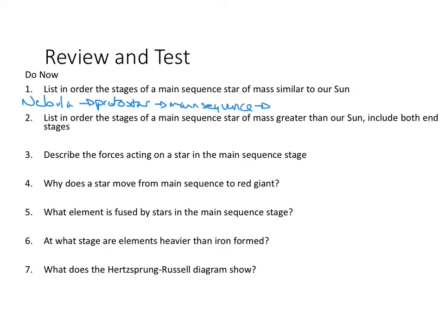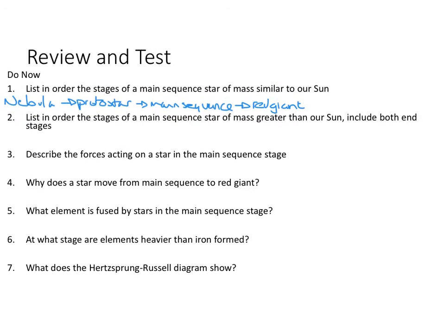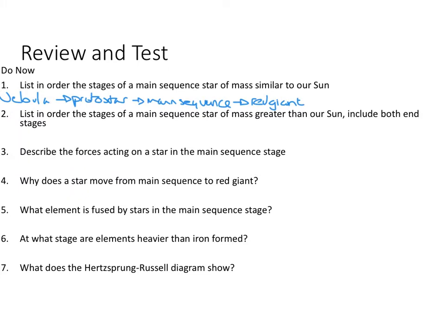Okay, when it's run out of hydrogen, that main sequence star is going to turn into a red giant. So it's going to cool and swell. After it's a red giant, it's going to run out of the light elements, so everything up to iron, and it's going to change into a white dwarf. Following this, it's going to turn into a black dwarf.